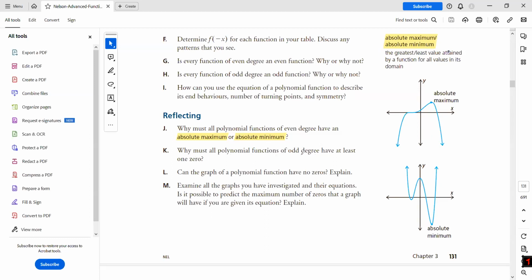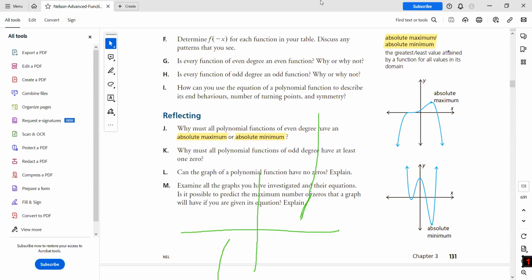Why must all polynomial functions of odd degree have at least one zero? They're supposed to have at least one zero, so when y equals 0, because if their end behavior is opposite, on opposite sides, right? One facing down, one facing up. They're going to cross the coordinate axis at least once. You see, there is no way to connect them without crossing the coordinate axis. Do you agree with me?